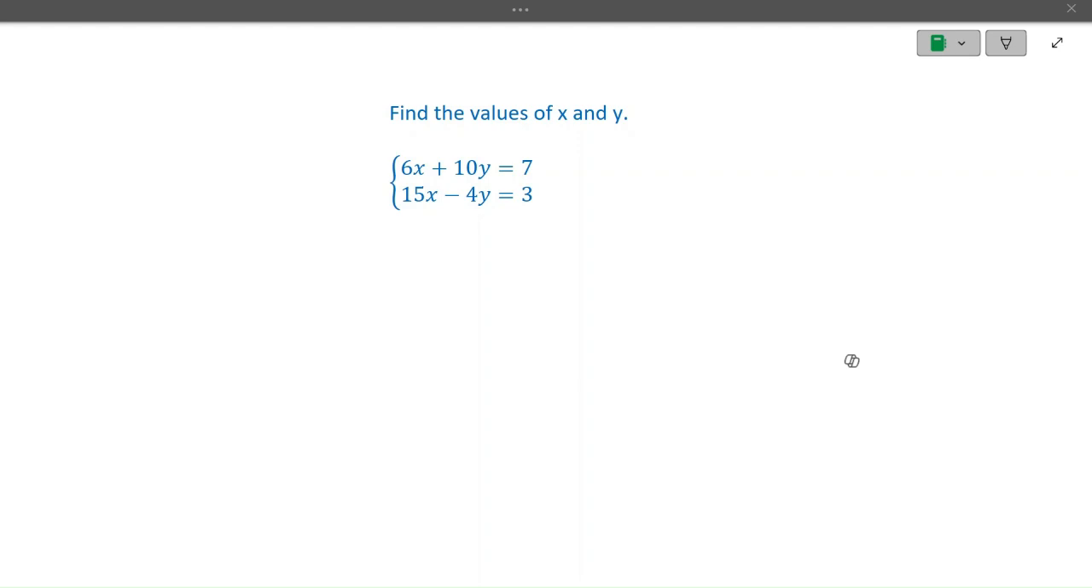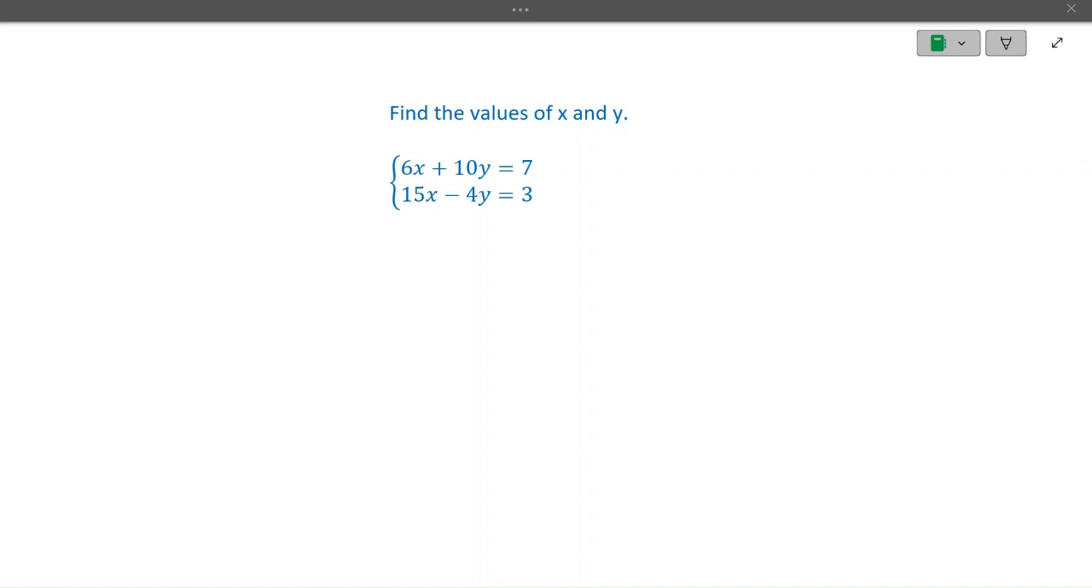Today we are finding the values of x and y in a system of equations. The first thing I'm noticing about this particular system is the numbers in each equation don't easily go into the other numbers. For example, 6 and 15, there isn't something quickly that we can multiply by 6 to get to 15. Same goes for 10 and -4. So I'm going to just pick one of these equations and figure out what I want to do.